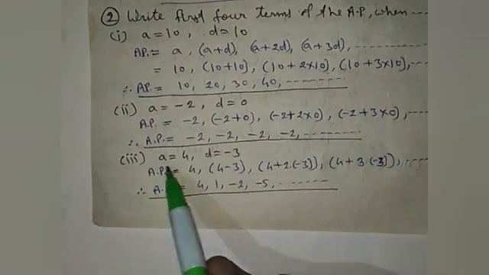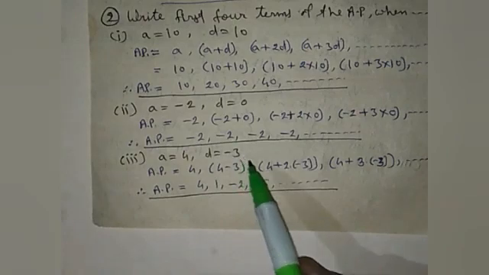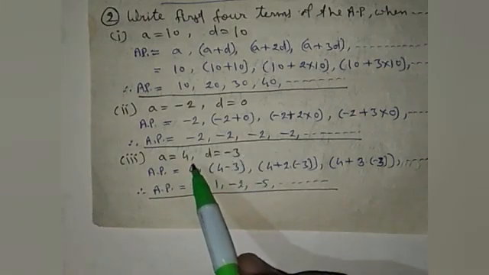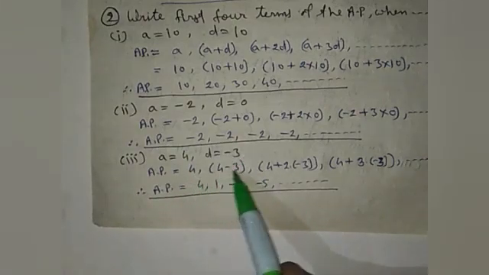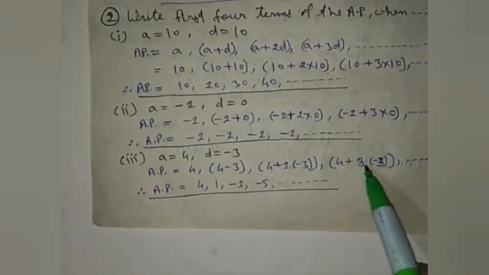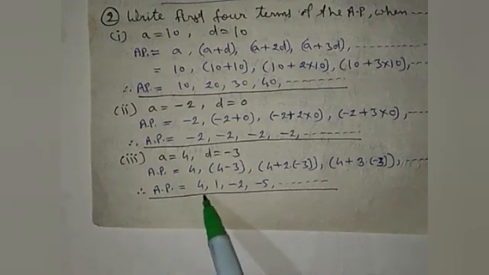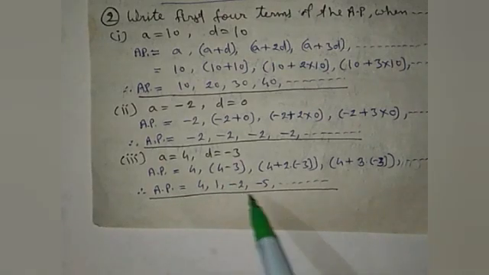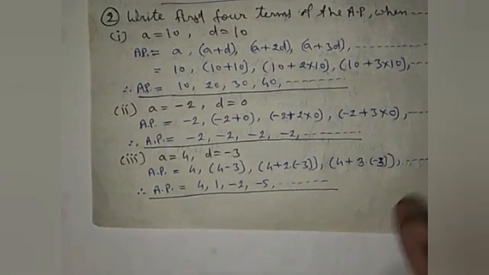In third part, A equal to 4 and D equal to minus 3. So it will be here 4 the first term, then second 4 minus 3, then next 4 plus 2 into minus 3, then 4 plus 3 into minus 3, that will be equal to 4, 1, minus 2, minus 5 and so on.